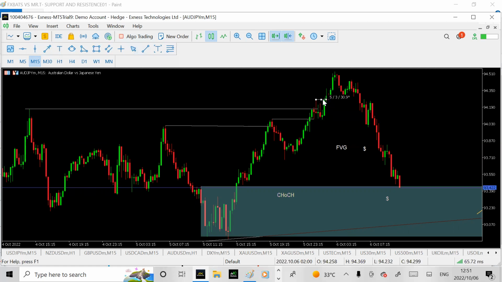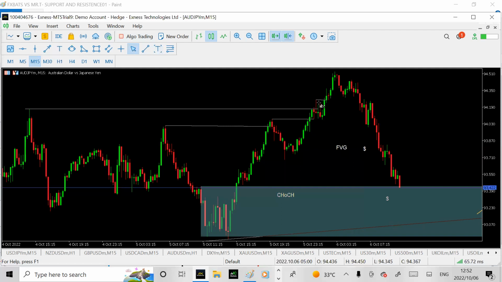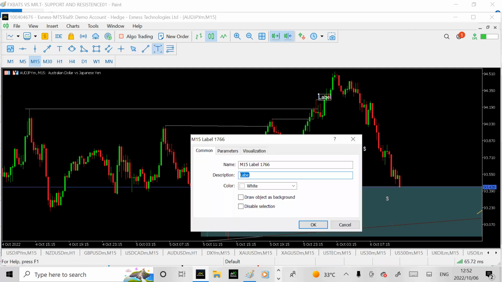Let me mark them so that you can be able to see. You can just mark the last one at the top. Okay, I'm marking the last one, BMS.